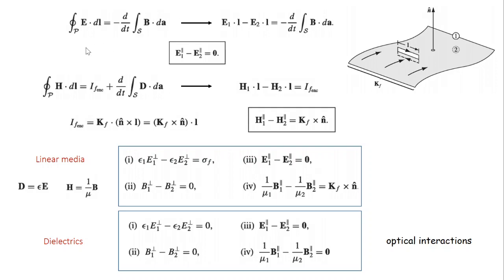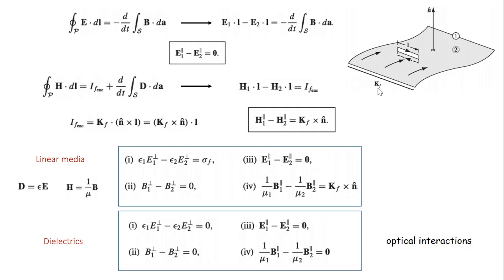The same thing you can do for the fourth equation. You can calculate this line integral for all the four sides, and you will find that only the top and bottom sides are contributing. So you can write H1 dot L minus H2 dot L equal to IF enclosed. The second term goes to 0 because the area enclosed by the loop is negligible. So this goes to 0. Now this equation is written in terms of the line current IF enclosed. On the other hand, the boundary surface is characterized by the surface current Kf. So we need to write the IF enclosed in terms of the known parameter Kf.